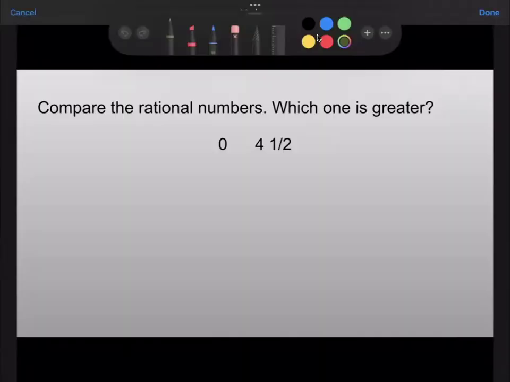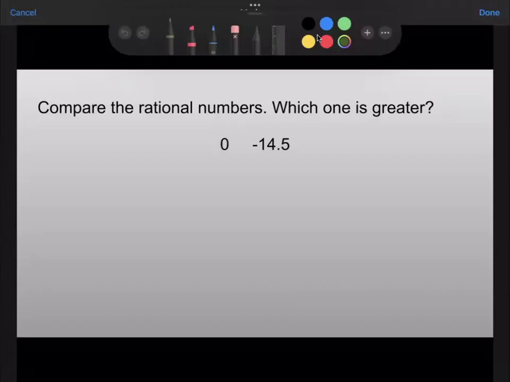Okay, here is our next example. We're going to compare the rational numbers 0 and 4 and 1/2. Which one is greater? Now, this one is kind of a freebie. It's kind of an easier one because 0 is nothing. And if I have 4 and 1/2, I definitely have more than nothing. So for this one, I'm just going to open that symbol to the 4.5. 0 is less than 4 and 1/2, and 4 and 1/2 is greater.